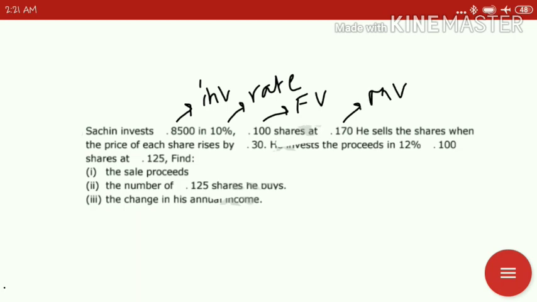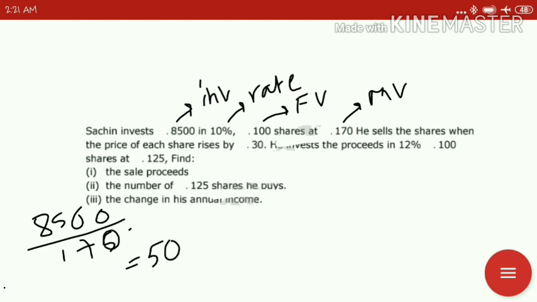Now you can see that the number of shares is not given, so you can easily find it by dividing 8,500 by 170, that is the market value. If you do the cancellation, you will get 50. So 50 is the number of shares he has purchased. Now you have to find the sale proceeds. Whenever he is going to sell the whole of the 50 shares, he is going to sell them at the new market value.